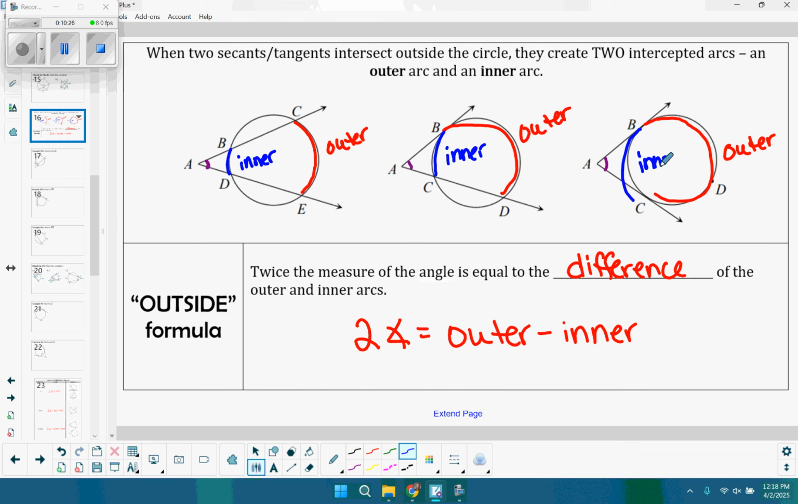These two arcs make up the entire circle, which means in only this instance, the outer and inner would add to 360. So our outside formula: twice the measure of the angle is equal to the difference of the outer and inner arcs. So 2 times angle equals outer minus inner.